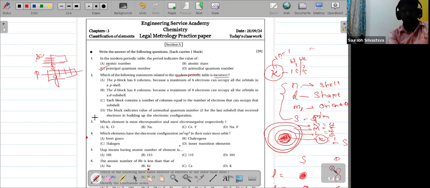Next question: which of the following statements related to the modern periodic table is incorrect? They are asking which one is incorrect. The first: the p block element has 6 columns, and the maximum number of electrons occupied in the p orbital, the p subshell, is 6 electrons. Whether it is correct or not?